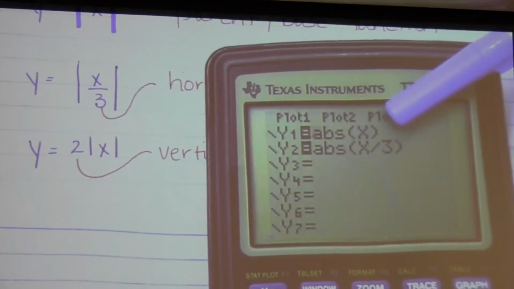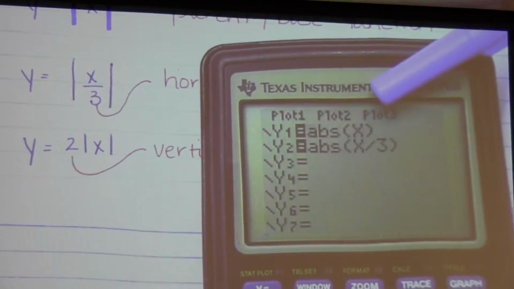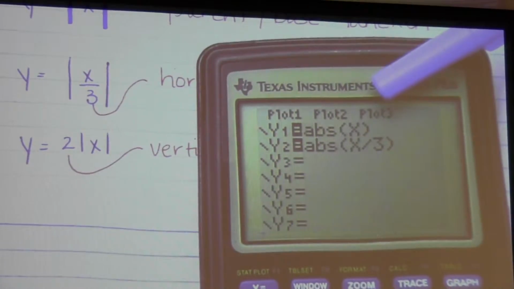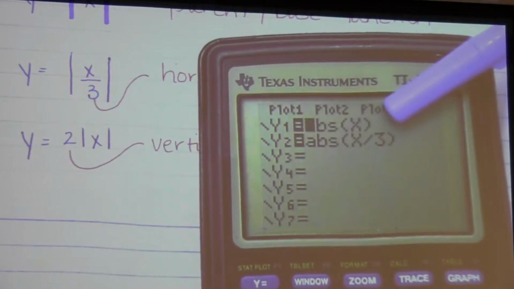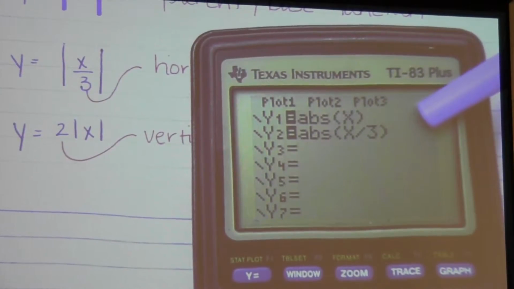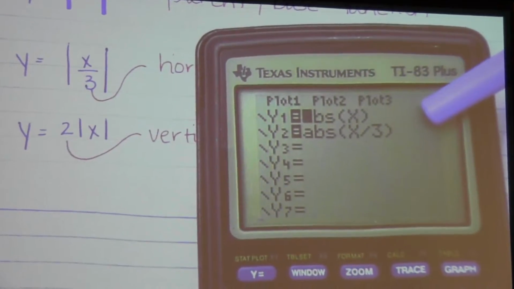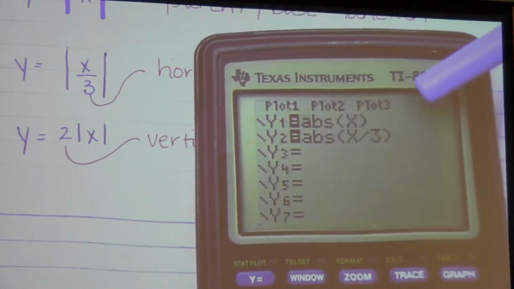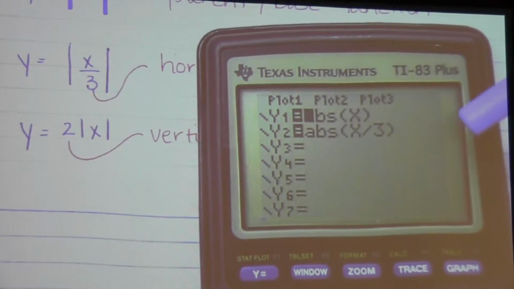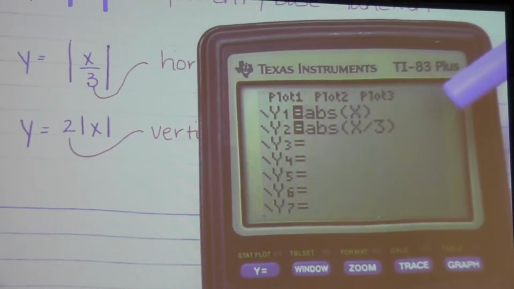And to help them out, Dalton, where's the absolute value word again? Do you remember? Math, number 1. Math, and then over to number, and then 1. Thank you. And x. And then on the next one, I want you to put the absolute value of x over 3. You could also call that 1/3 x, and you would get the same thing. X over 3 just is one less keystroke, so we're happy about that.